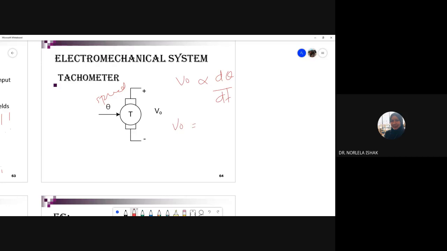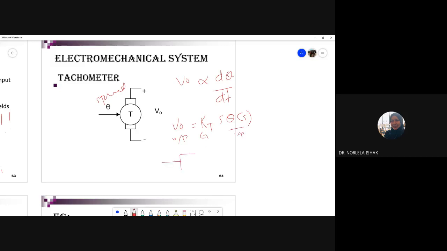We create one constant coefficient, let's say Kt, and then we take the inverse Laplace of d theta over dt. You can get this one. This is the equation representing our tachometer. From here, this is our output, this is our gain, and this is our input.